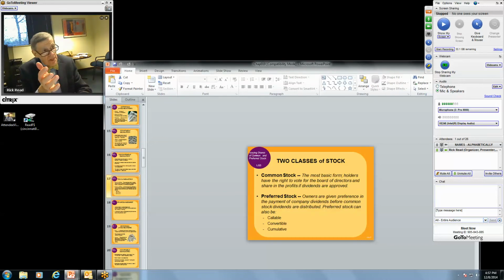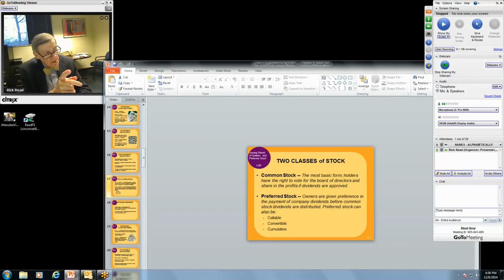Two classes of stock, which we mentioned before: common and preferred. Common is the most often issued. These folks have the right to vote for the board of directors and for other proposals offered by the company, and get paid a dividend if companies pay dividends.